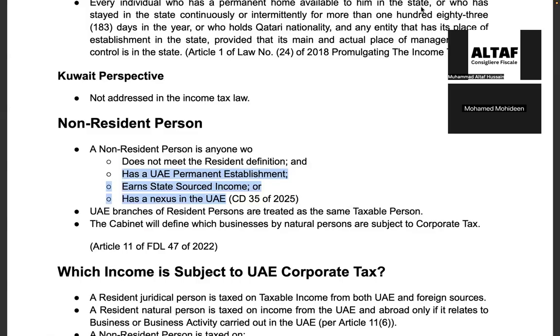Yeah, if they earn revenue from the state of UAE, that could be one reason. But how do they earn that? That's my question. Do they have an agent, through an agent? Okay, yeah, that's one.